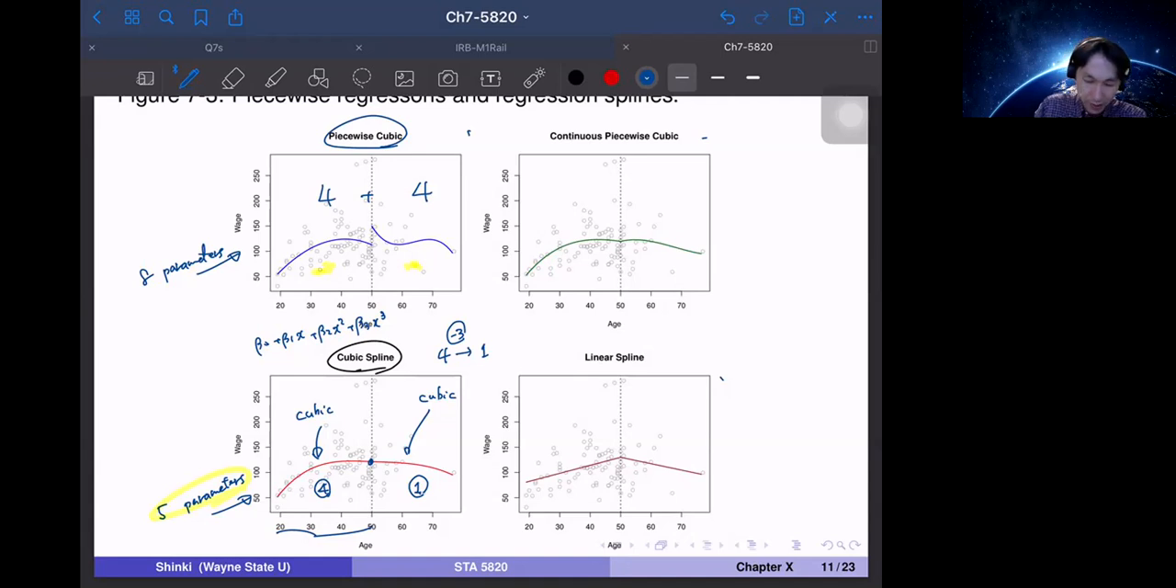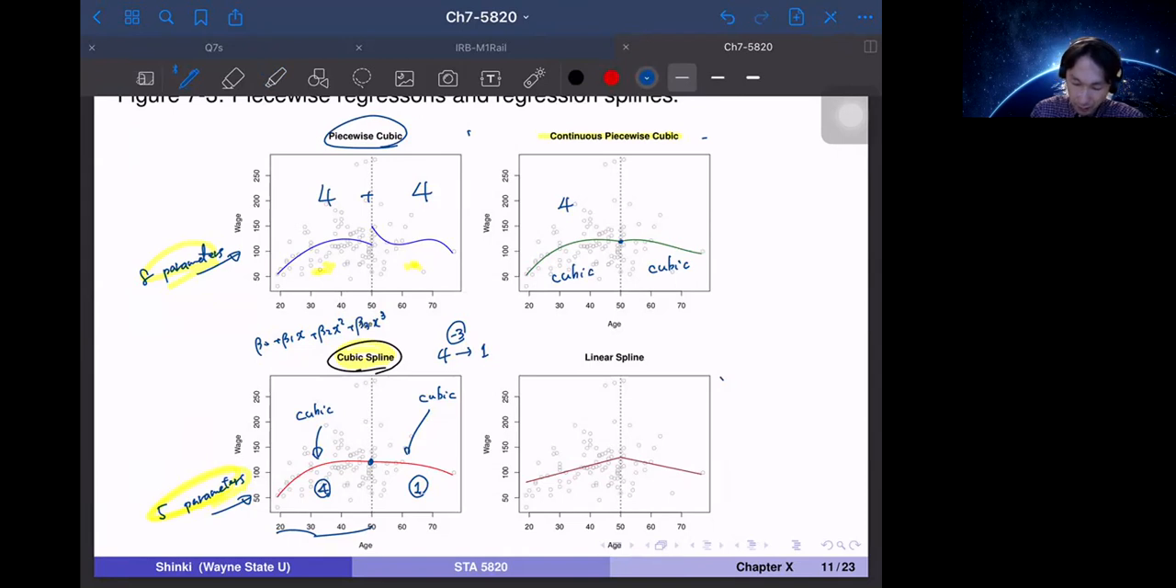Of course, this is more flexible because we have more parameters, but probably you want a smoother function. In other cases, there is the continuous piecewise cubic. This means that we have 4 parameters here, a cubic function, and this is cubic, but we require a continuous function. So we lose 1 degree of freedom.